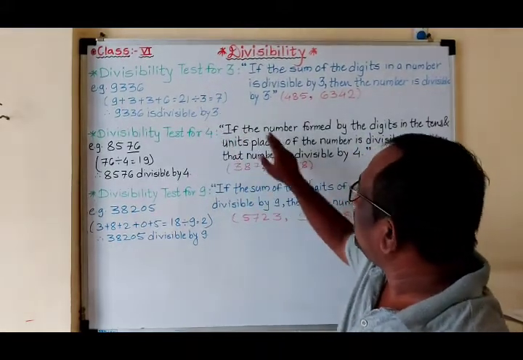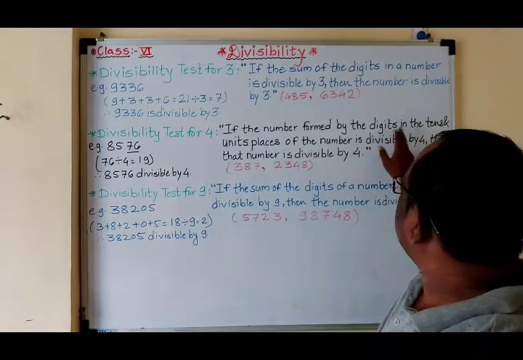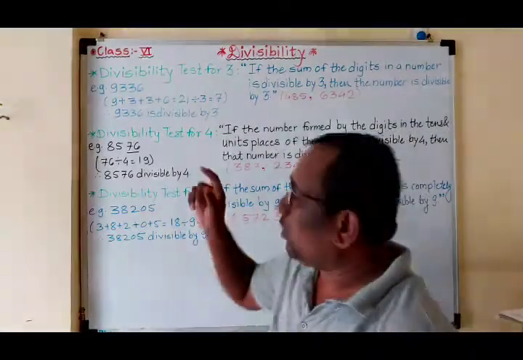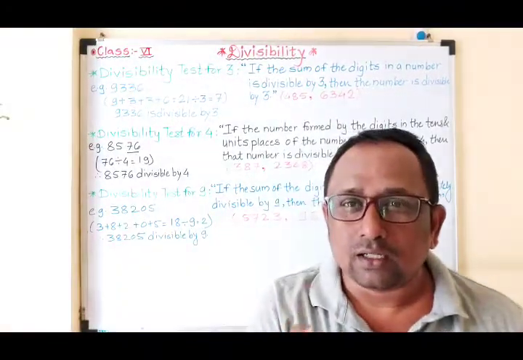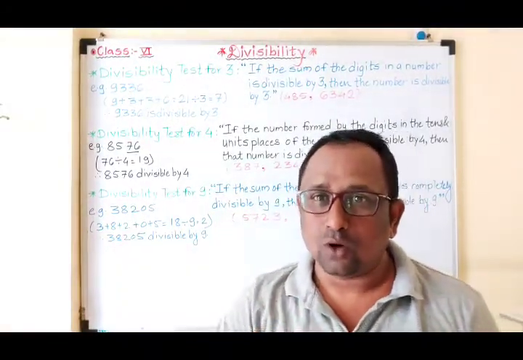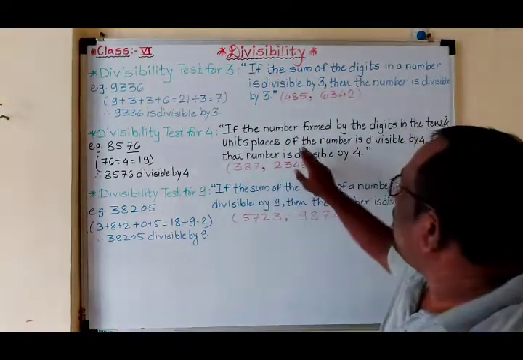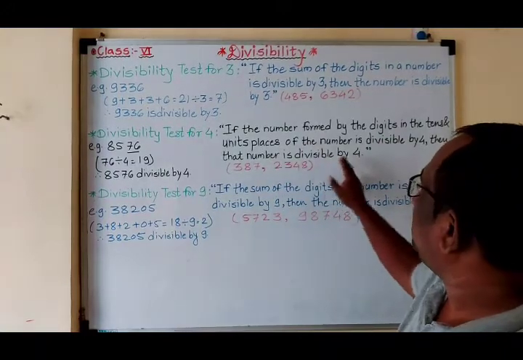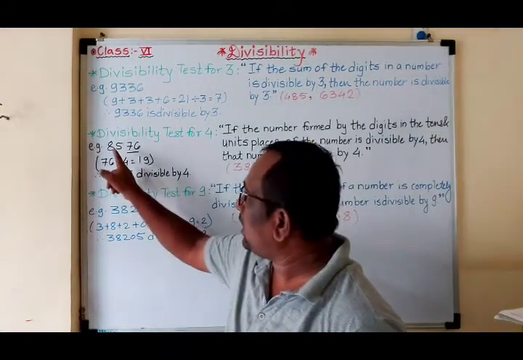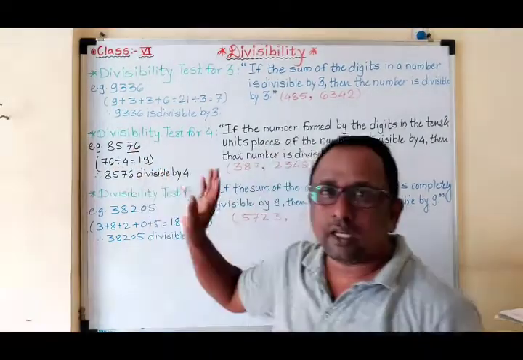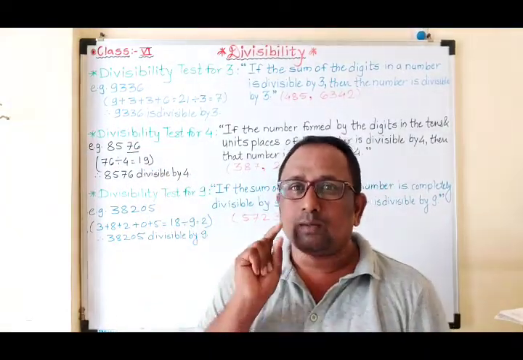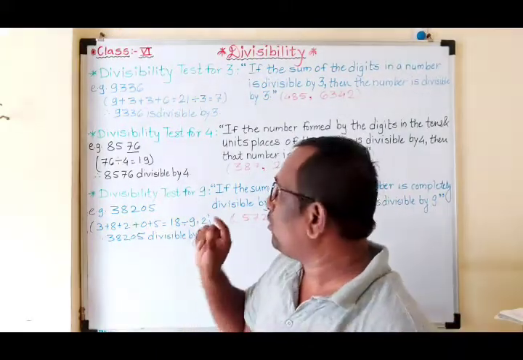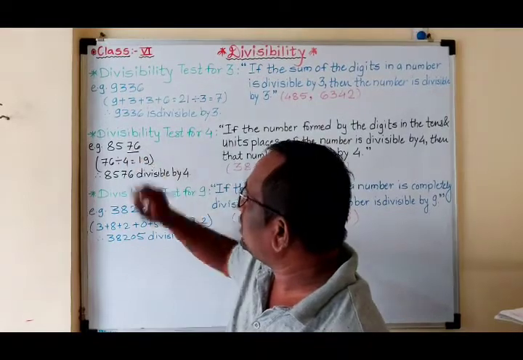So see, if the number formed by the digits in the tens and unit place, here we have to deal with whatever the given number, we have to deal with the digits given in the tens and unit place, or ones place, of the number is divisible by 4, then that number is divisible by 4. So the example is here 8576. Here only we have to consider the digits given in the tens place and unit place. So here 76 is given.